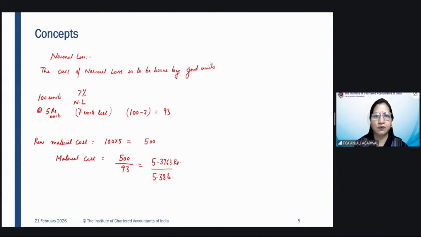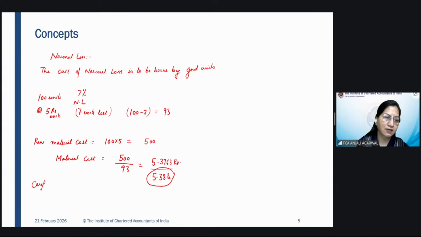Yes, I'm trying to do that only, Anil. So the cost of normal loss is to be borne by the good units. So 500 divided by 93, your raw material cost is slightly inflated because good units will bear that cost. So it will cost you 5.38 per unit. And like I said, you have to be very careful.